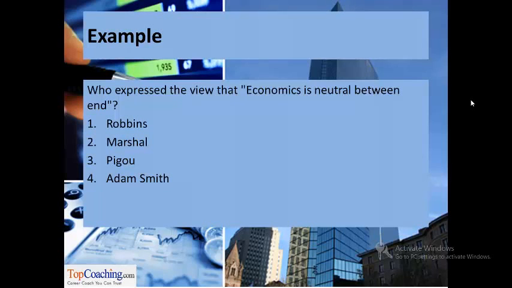So here comes one more question to test whether we have grasped what we have discussed in this session or not. The question is, who expressed the view that economics is neutral between ends? We have four options for that, one of which is correct. The first one is Robbins, second Marshall, third Pigou, and fourth Adam Smith. The correct answer is the first option, that is Robbins.